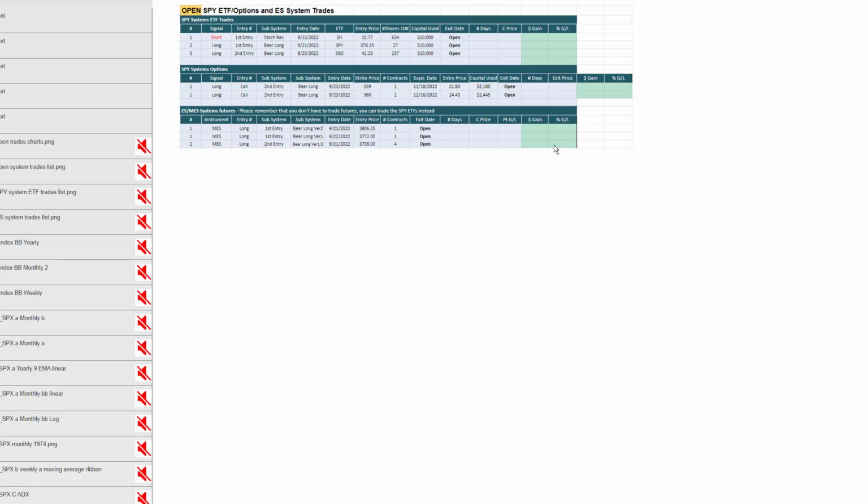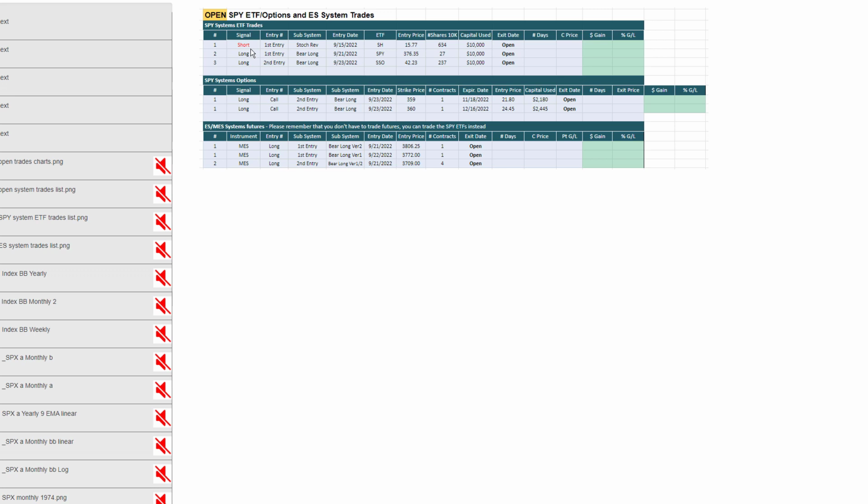Next. Image number 7. Here's the current open system. So again, like I said, for SPY, we have one short from the stochastic reversal, and we have the bear long first and second entry. For ES, we have the bear long first and second entry.